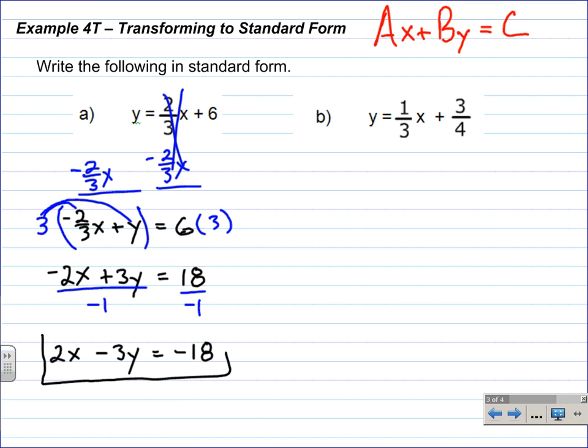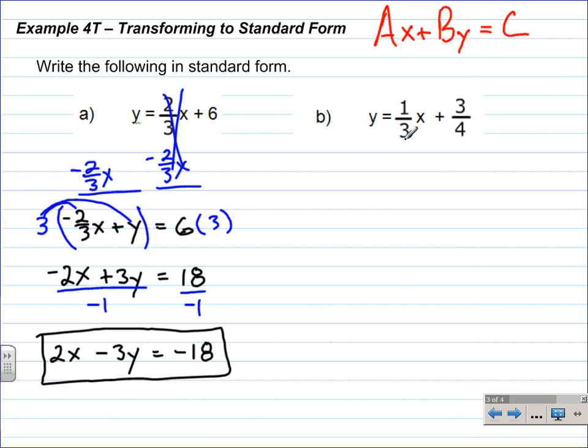So let's put a little box around that to indicate that that's our final answer. In the equation on the right, we're going to take a slightly different approach. We waited to eliminate the fraction until the second step. In this case, we're going to do it in the first step.